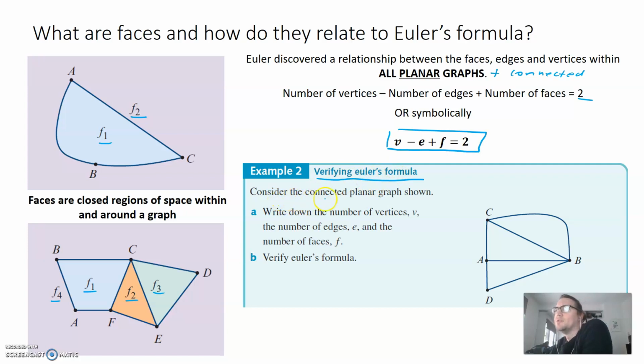It says, consider the connected planar graph shown below. Write down the number of vertices, the number of edges, and the number of faces. So vertices, edges, and faces. This has four faces, F1, F2, F3.